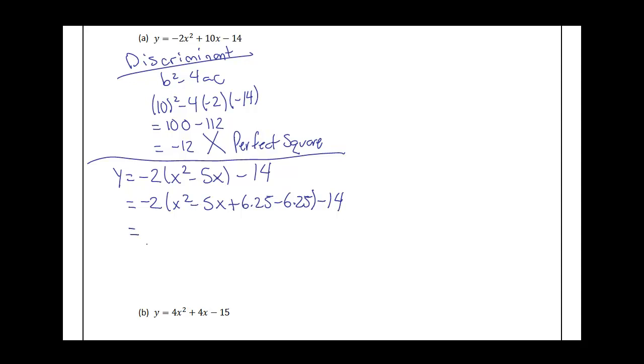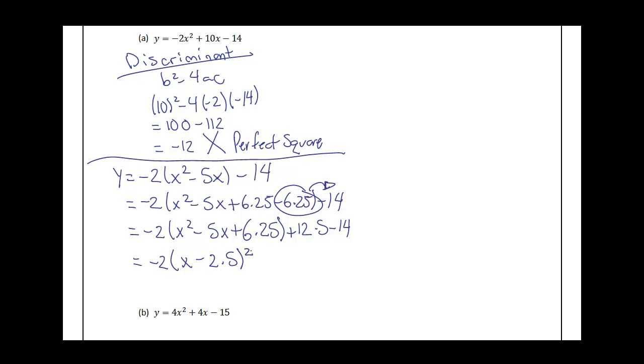on the outside. Bringing this term out, we get negative 2 times x squared minus 5x plus 6.25. And now we have plus 12.5 minus 14. Now we can simplify, and we're going to have negative 2 onto x minus 2.5 all squared minus 1.5. Now we have our equation in standard form here.